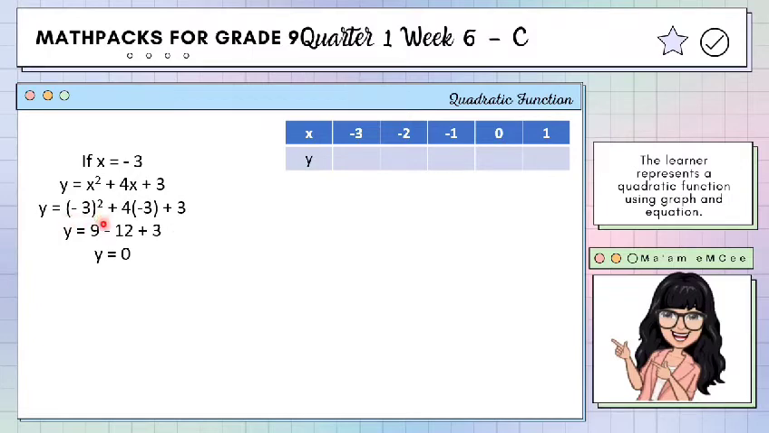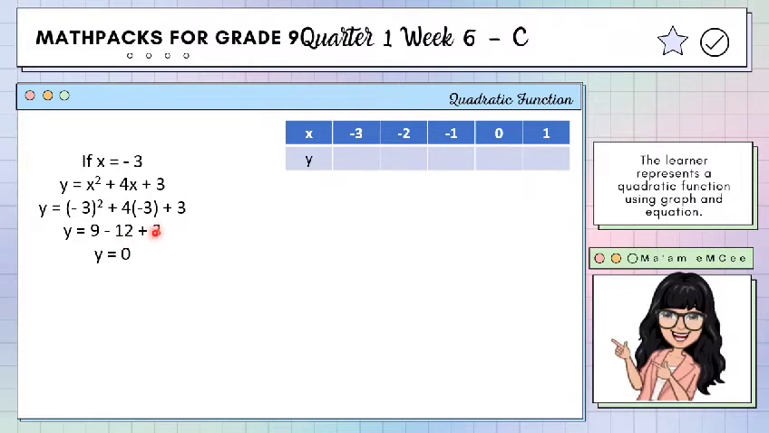(-3) quantity squared is equal to 9, and that is positive because, remember, the whole -3 is being squared. So we are not just squaring the number but also the sign. So -3 times -3 is equal to +9 because negative times negative is equal to positive. Then we also have here +4 times -3. So 4 times 3 is equal to 12. Positive times negative is equal to negative. That is why we have here -12.